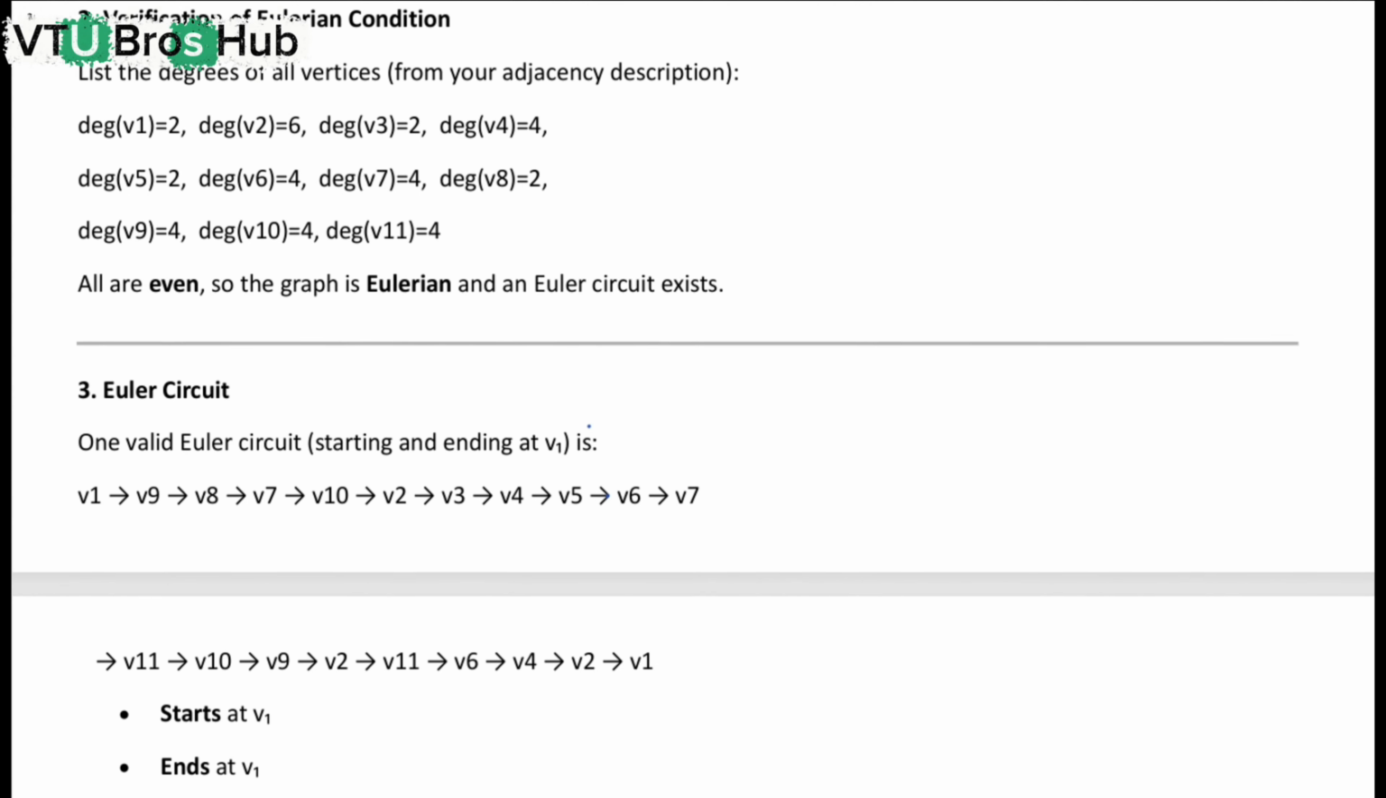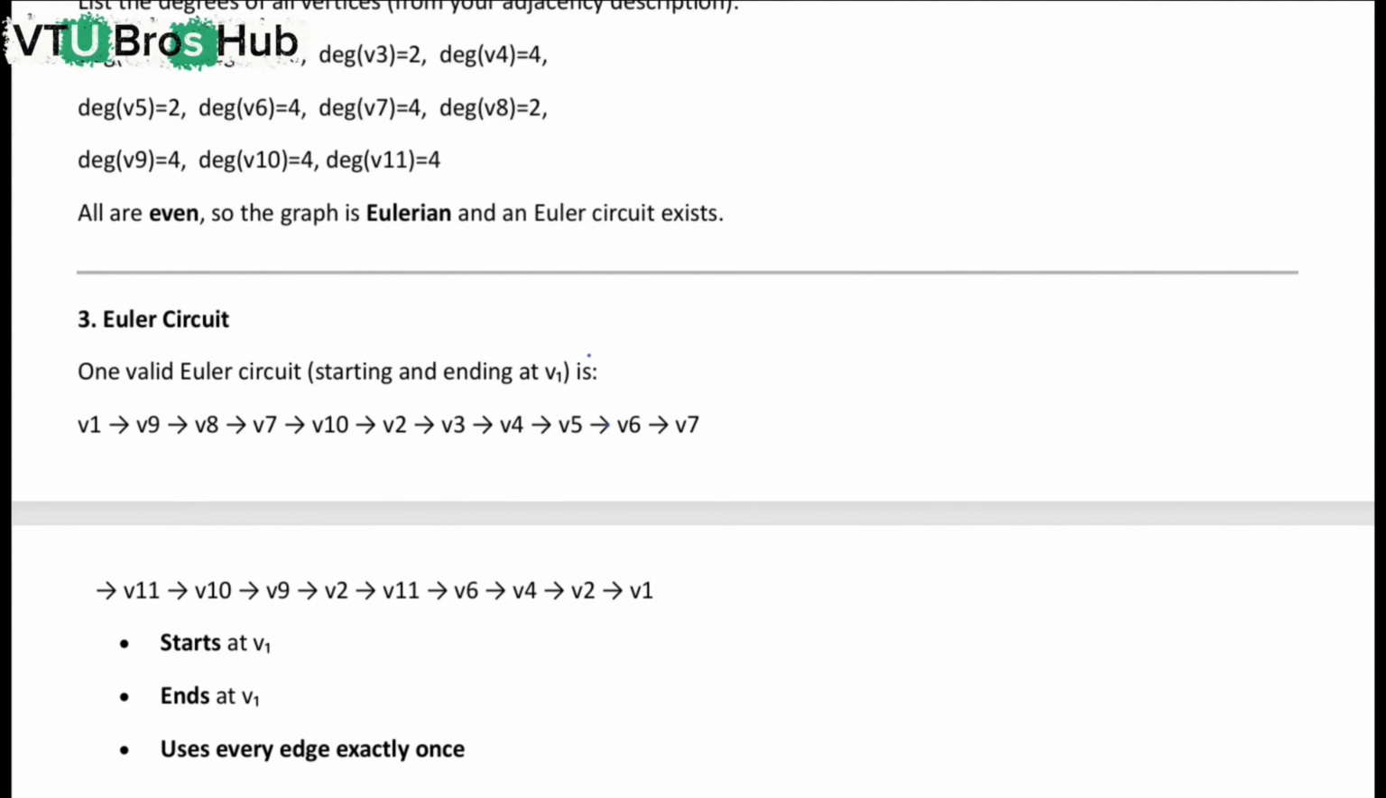3. Euler circuit. Here's one valid Euler circuit, starting and ending at vertex 1. Vertex 1 to vertex 9. Vertex 9 to vertex 8. Vertex 8 to vertex 7. Vertex 7 to vertex 10. And finally, vertex 2 to vertex 1. This path starts at vertex 1, ends at vertex 1, and uses every edge exactly once, without repetition. So this is a valid Euler circuit for the given graph.